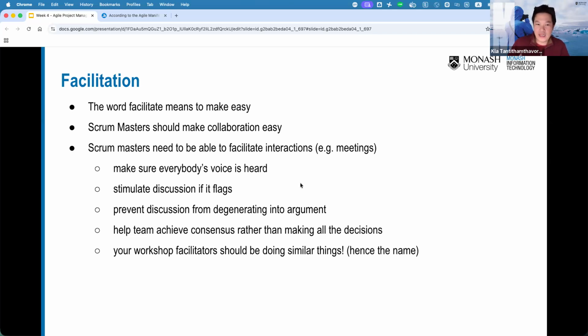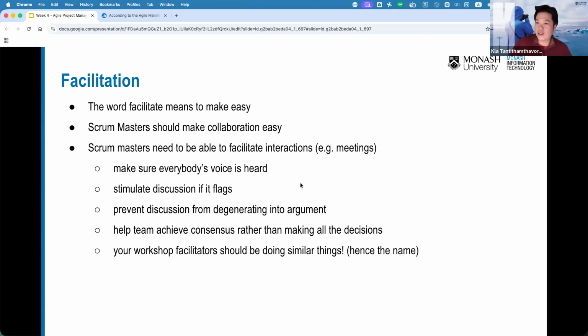Okay. Stimulate the discussion if it flags. Not everyone is extrovert. Some engineers are very introvert, but there must be a way. The Scrum Master is really about communication skill. How should we engage with the introverts or someone who is afraid to talk or speak, to make sure that they open up and share some thoughts with the team, and things like that. They should prevent the discussion from degenerating into argument. Avoid the argument, no emotion. Help the team achieve consensus rather than making all of the decisions.